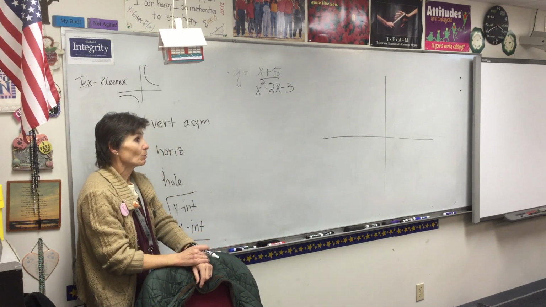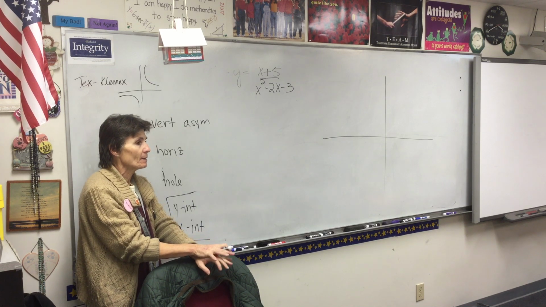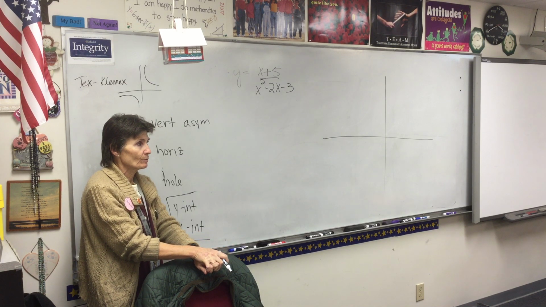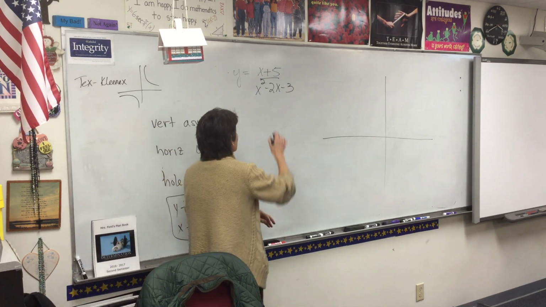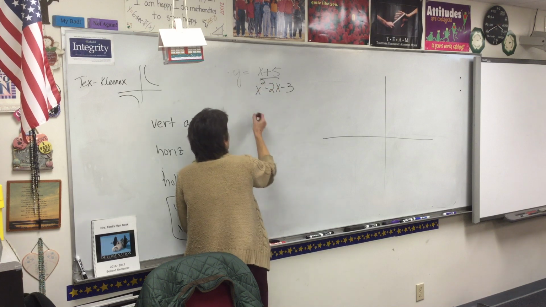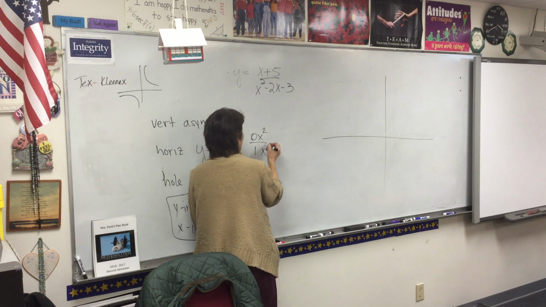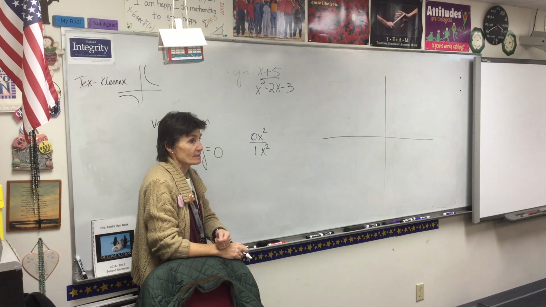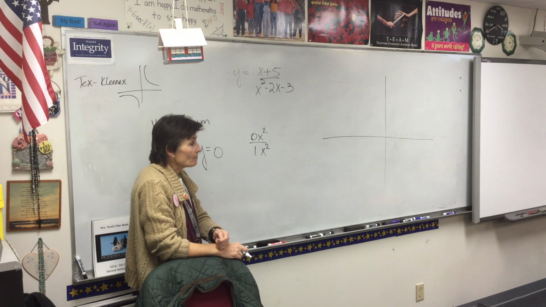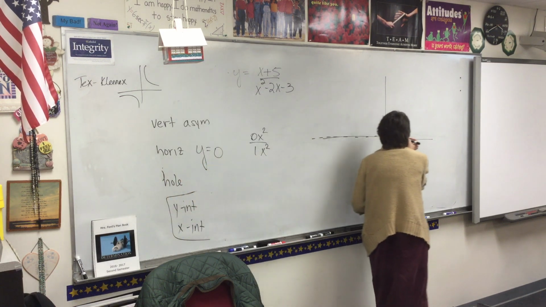Does anybody remember what that means when the powers don't match and the big one is on the bottom? Where is that asymptote? Zero. Yeah. So my horizontal asymptote is at 0. Literally, kids, there are no x squareds on the top and 1 x squared on the bottom. 0 over 1 is 0. When the big power is on the bottom, your asymptote is going to be at 0, which means it's right here.